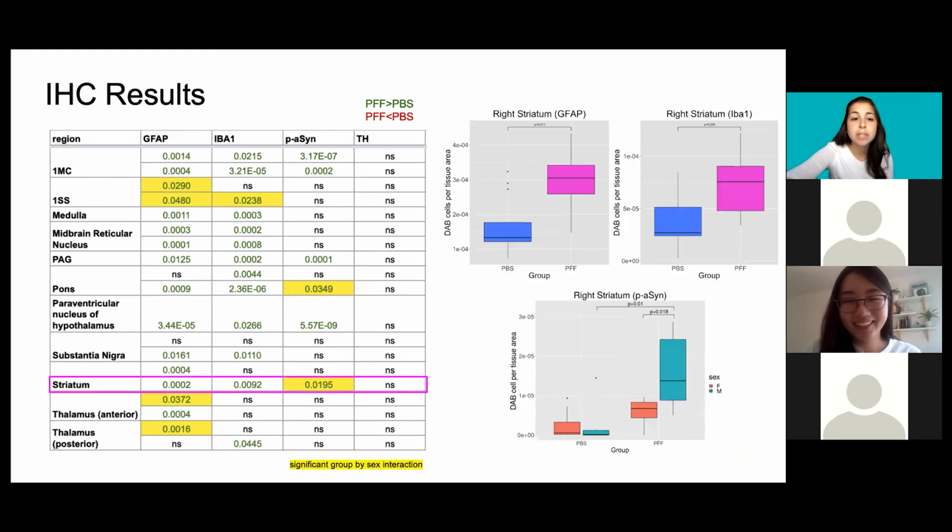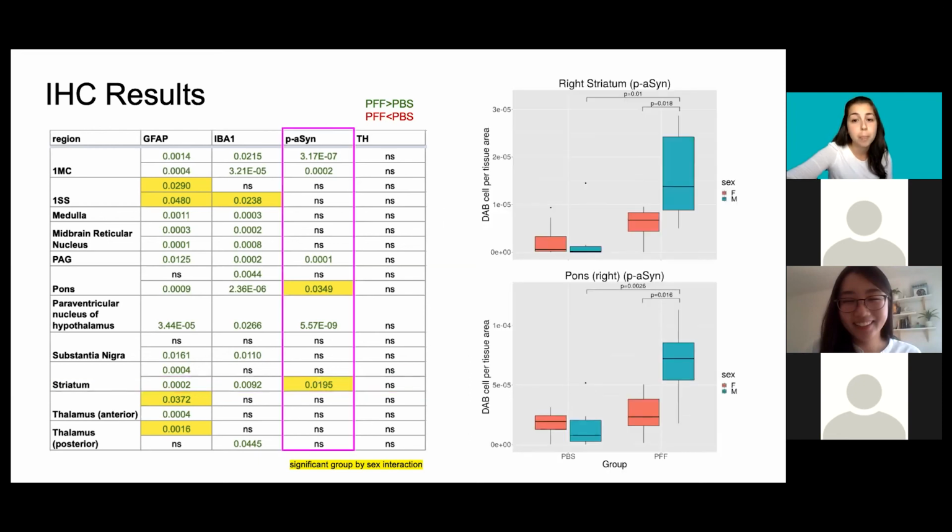If we look specifically at our injection site, we see an increased presence of astrocytes and microglia, as well as phosphorylated alpha-synuclein, for the mice that received the fibrils compared to the PBS. But we also saw a significant group by sex interaction, specifically for the staining of phosphorylated alpha-synuclein, where males in the fibril group had a higher presence of the toxic form of the protein compared to the females. This reflects the sex differences in disease prevalence, where PD occurs more frequently in men compared with women.